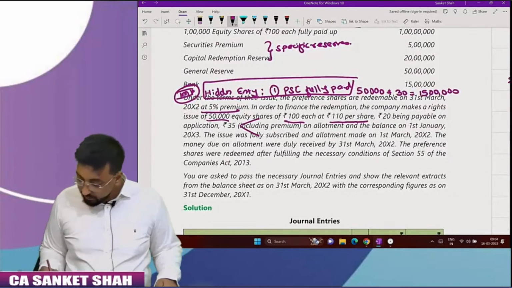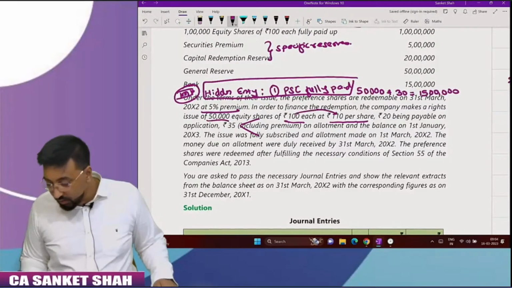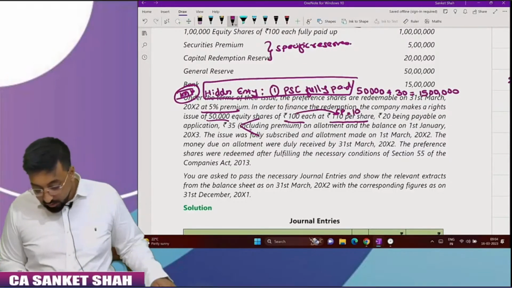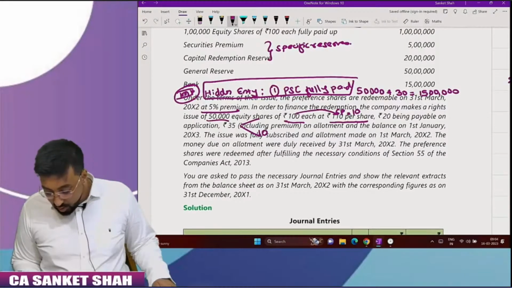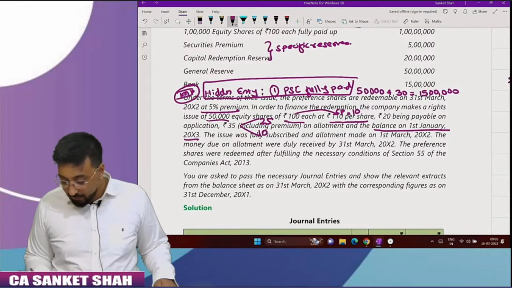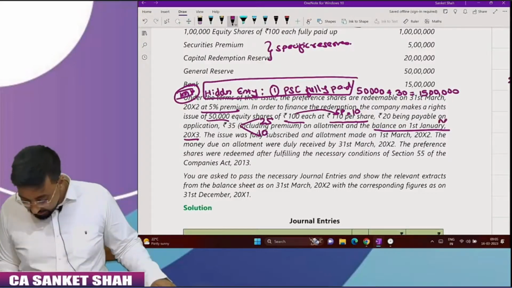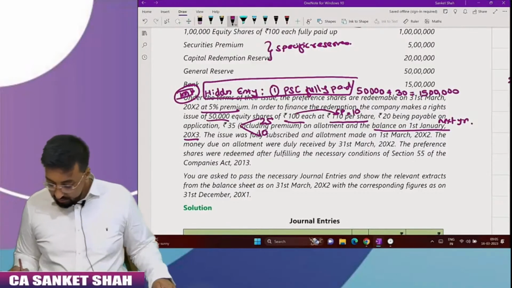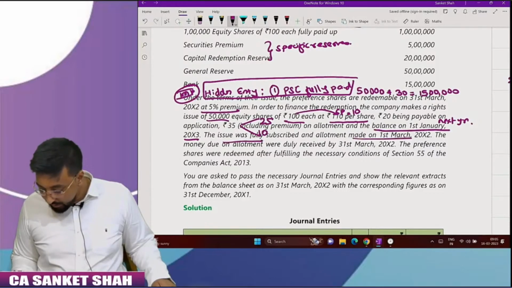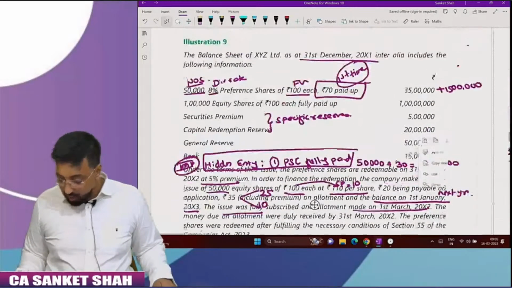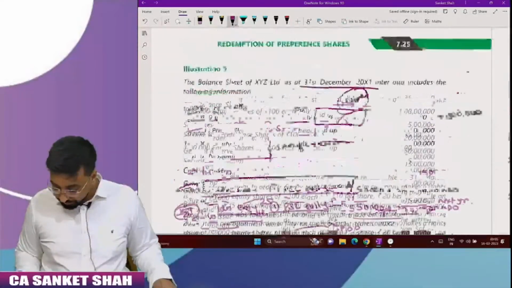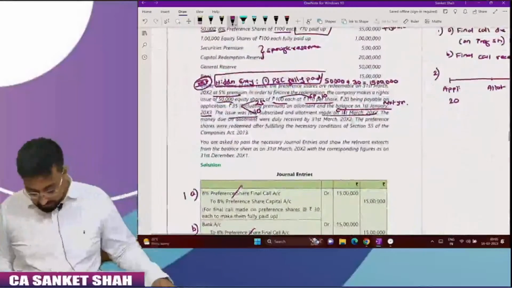Now see, a 100 share is 110. So what is the securities premium? Securities premium is equal to 10. Now 35 is including premium. So 10 rupees premium and 25 is face value. And balance on allotment is on 1st January 2003, that is in the next year. Okay. The issue was subscribed and allotment made on 1st March 2002. So this is in the current year.